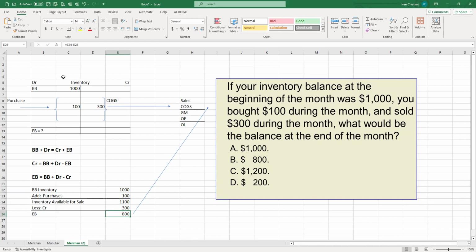Everybody got this? Are you with me, people? Yes. Okay. So what happens? You have in your pocket $1,000. You withdraw 100. You spend 300. How many dollars do you have in your pocket?